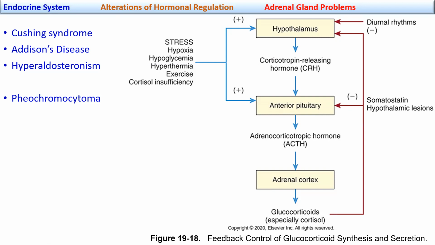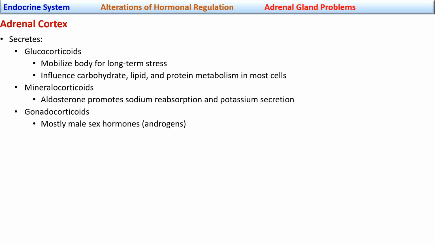So the four major disorders under the adrenal gland disorders, as we have mentioned earlier, are Cushing syndrome or disease, where we would differentiate between the syndrome and disease, then Addison's disease, hyperaldosteronism, and the pheochromocytoma. The adrenal cortex secretes glucocorticoid, which mobilizes the body for long-term stress, the fight or flight response.